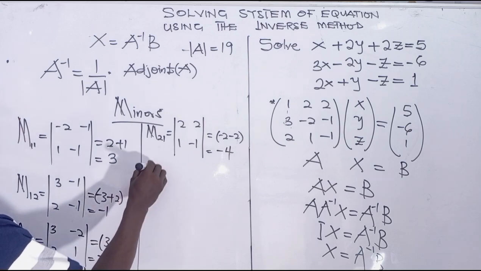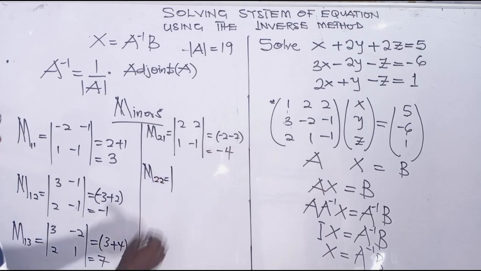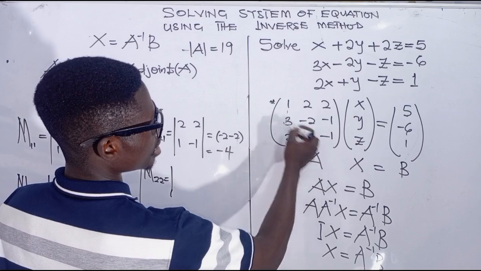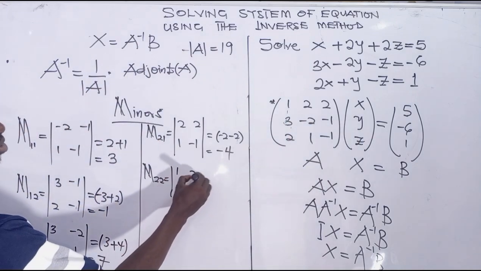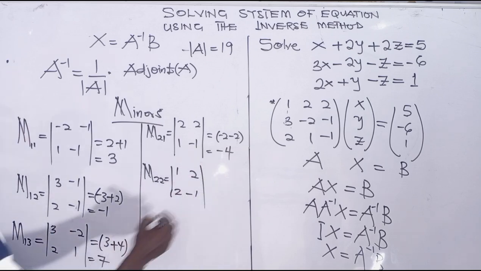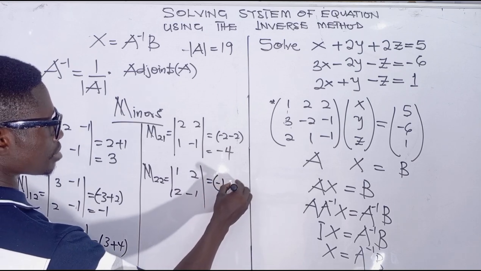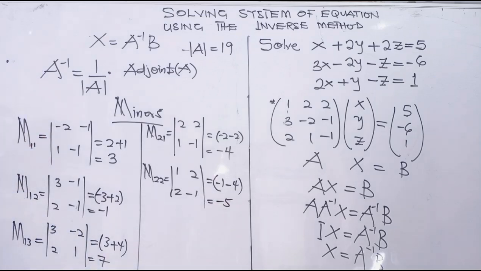Then move on to the minor of the second row and then the second column. So we have this and that. We will be left with 1, 2, 2, negative 1. So we have negative 1 minus 4. That gives us negative 5.